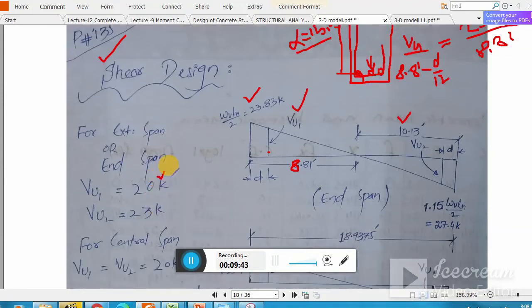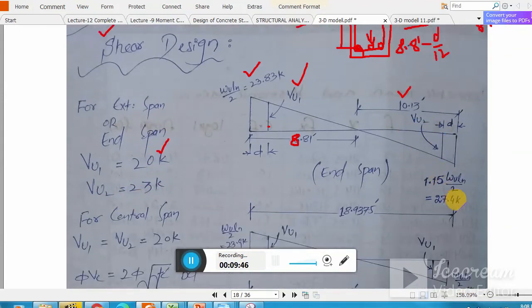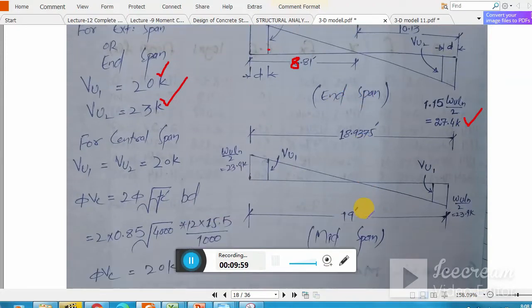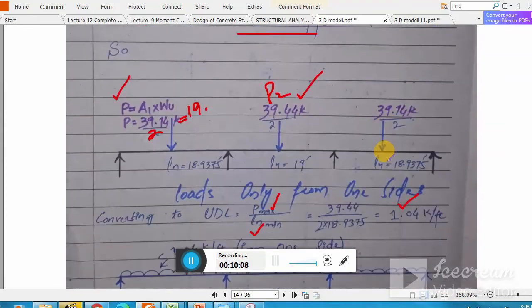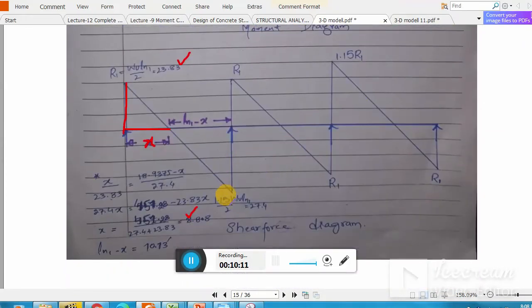Clear? Similarly from that side, because here is the 27, 15% more shear here. So by the similar triangle rule, you get VU2 as well. And this is for the end span, and for the middle span you see the same shear, same support. Remember, same support, and I have already shown this diagram here. Here you have the end, and this is for the middle span. So here my R1 is 23.83, and the same R1 here, but only in this end panel the shear value is 27. Clear? So you don't need to be confused.